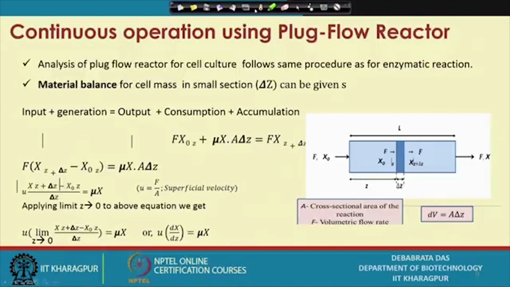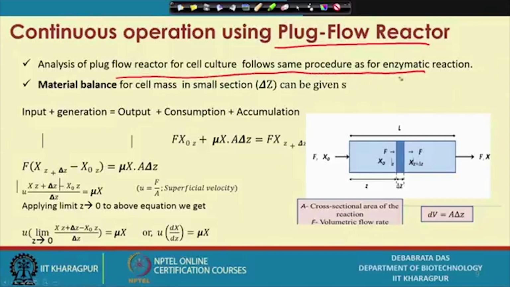Now, let me explain how you can analyze the plug flow reactor. It is similar to the plug flow reactor we discussed during the enzymatic reaction. The analysis of the plug flow reactor for culture follows the same procedure as the enzymatic reaction. The material balance in the section is like this. I told you this is a kind of tubular flow, and plug flow is a kind of piston flow. Here F is the flow rate, and x at z, and x at z plus del z.